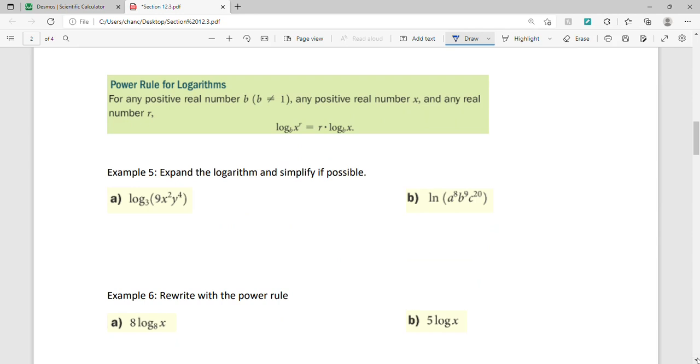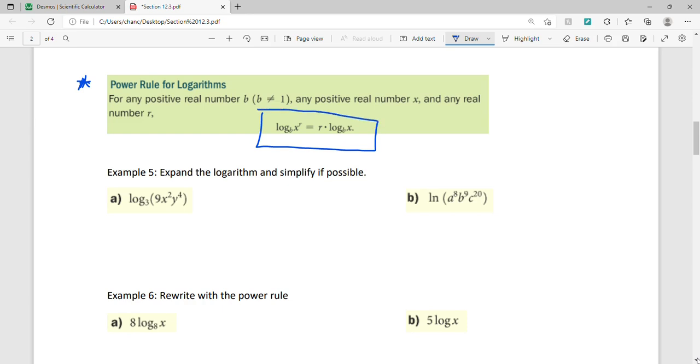Another property is known as the power rule. For any positive real number b not equal to 1, any positive real number x, and any real number r, we have log base b of x to the rth power is equal to r times log base b of x.